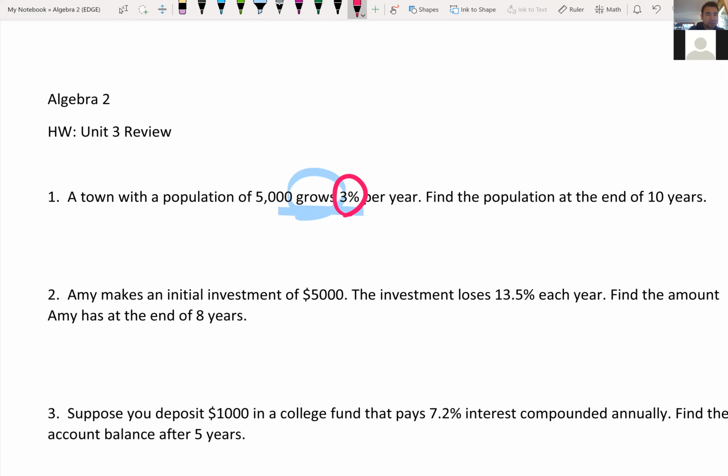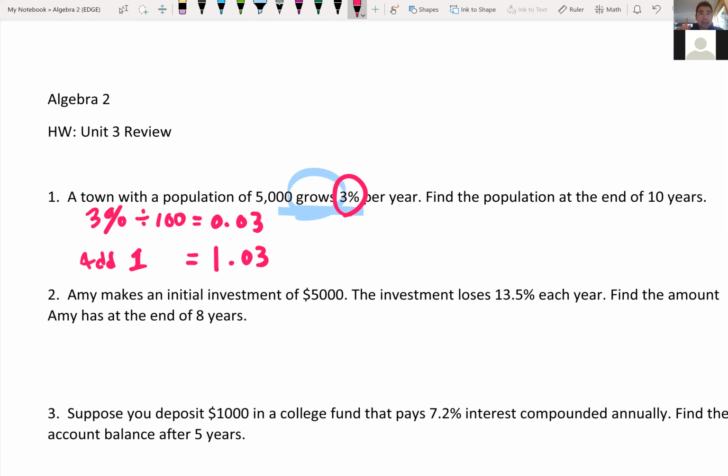So let's treat the 3%. The first step is you divide by 100, right? You convert percent into decimal form, and that will be 0.03. Is everybody okay on that? And what do you have to do next? You're going to add 1 in front of it. So 1.03. Why do we add 1 to it?